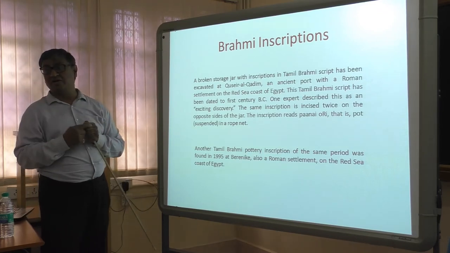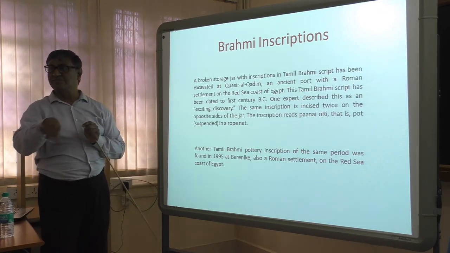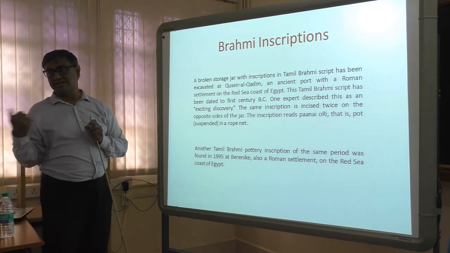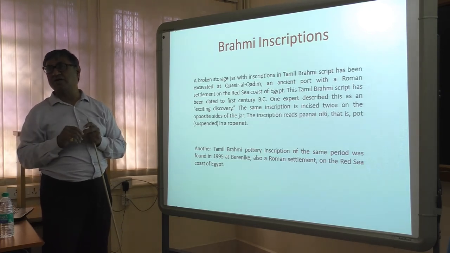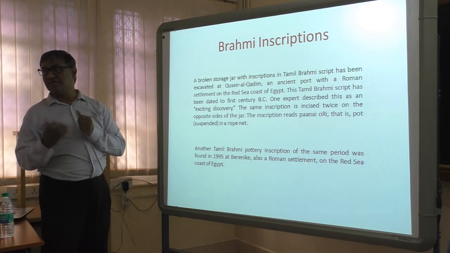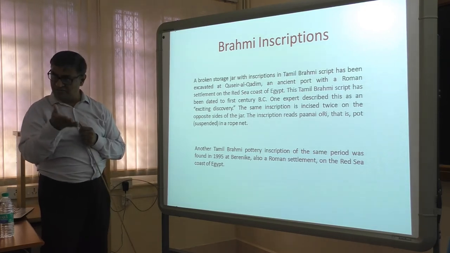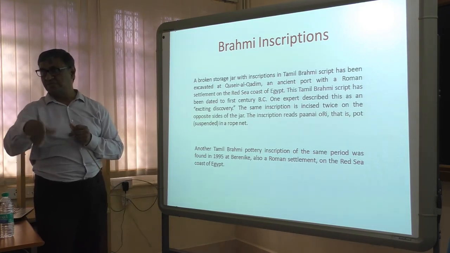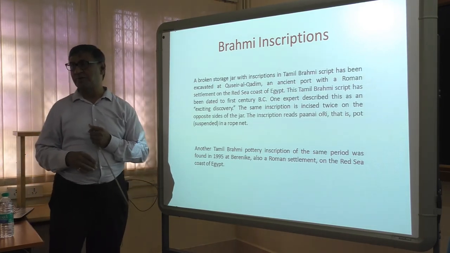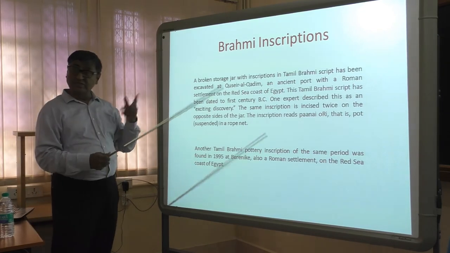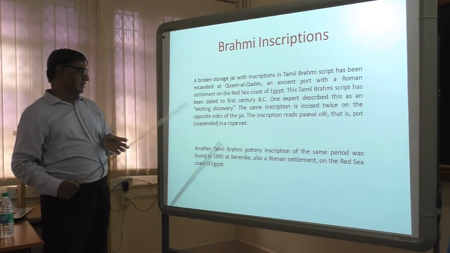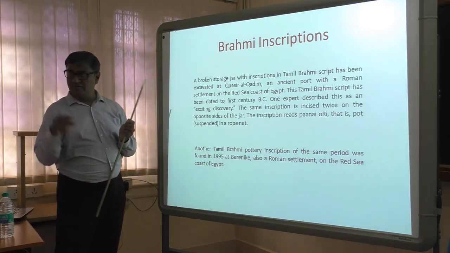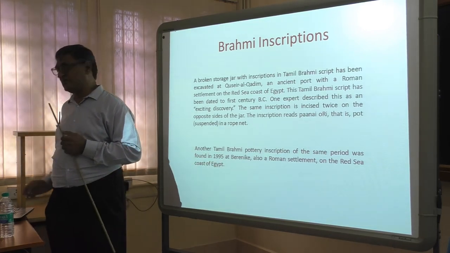But later on, this trade got replaced by the Arabs. They took over immediately, and they started handling the entire trade. So the Indians going directly was gone. Some of the Arabs who came down to Kerala settled down in the coastal area of Kerala, today called Mappila Muslims. But originally, these people used to go there. So, in places like Berenike, many places they have found Brahmi inscriptions.